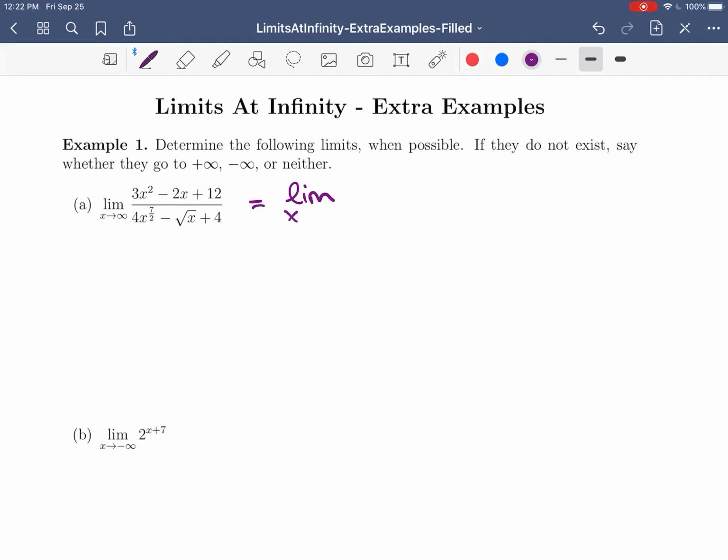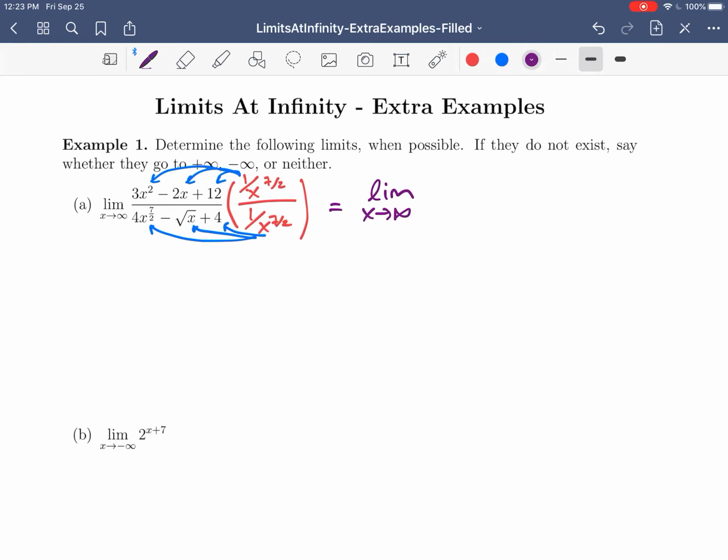So what I want to do is multiply the top and the bottom by the highest power of x on the denominator, which here is 7 over 2. You could also divide each term by x to the power 7 over 2. Now this is going to be the limit as x goes to infinity. So we're going to have to expand this, to put it to each term.